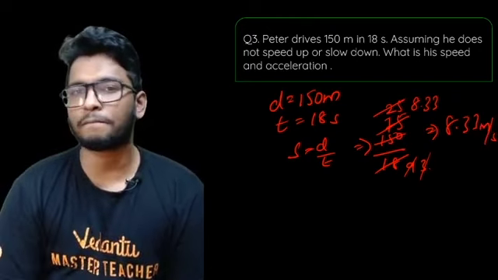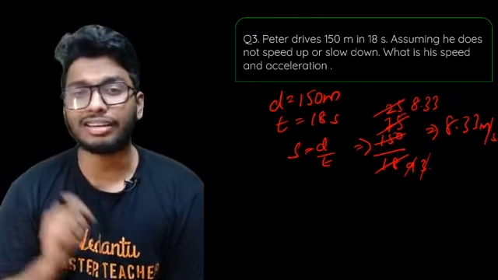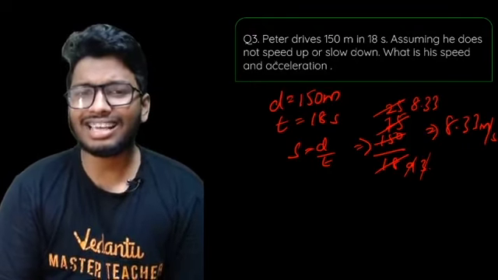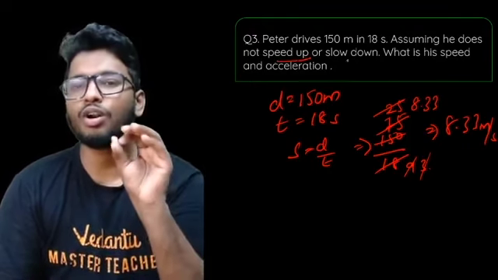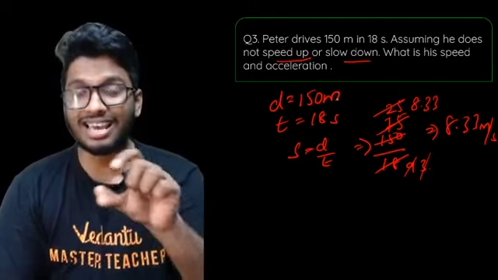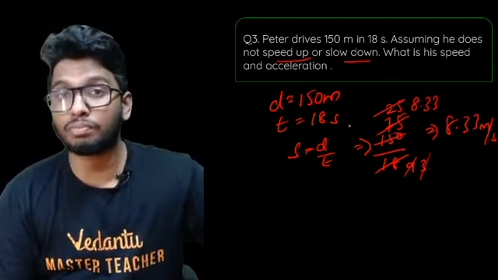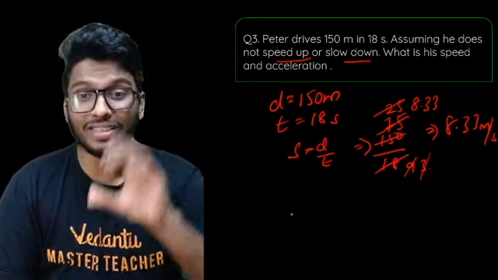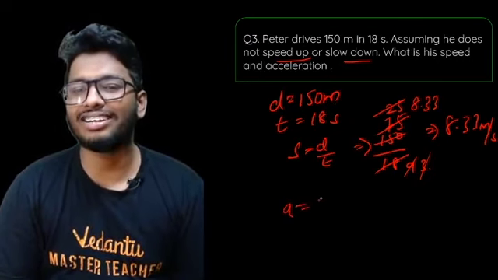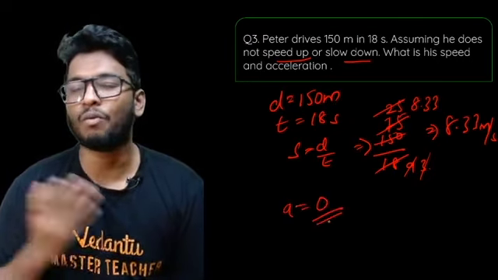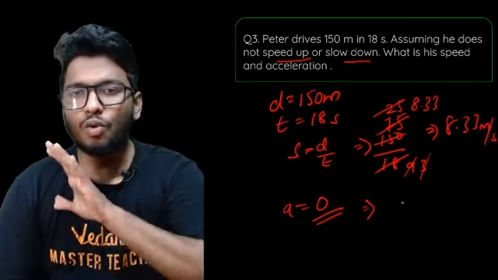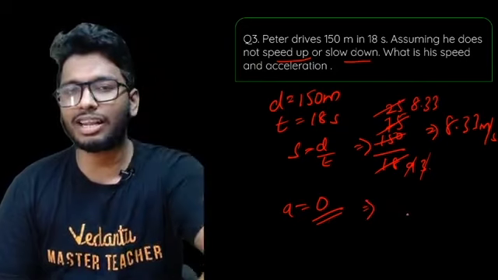Now here's the thing, guys. What is acceleration? The rate of change of velocity. But here it says that he's neither speeding up nor slowing down. That means he's going at a constant speed. He's going at a constant motion. If the body is going at constant motion, then the acceleration would directly be 0. Why so? Because we just calculated he's going throughout at 8.33 meters per second itself.